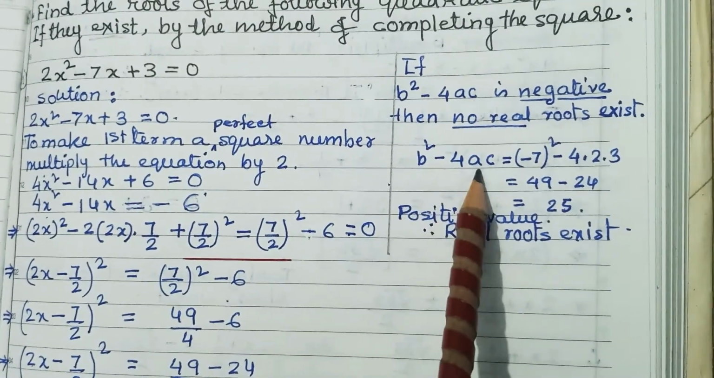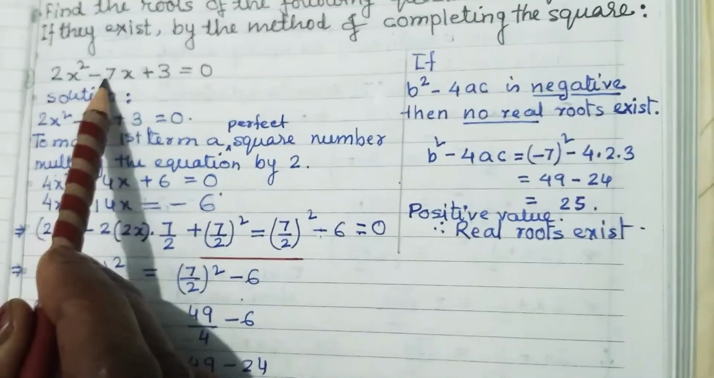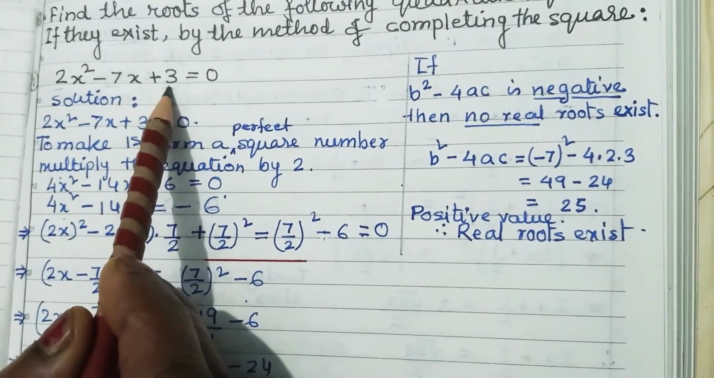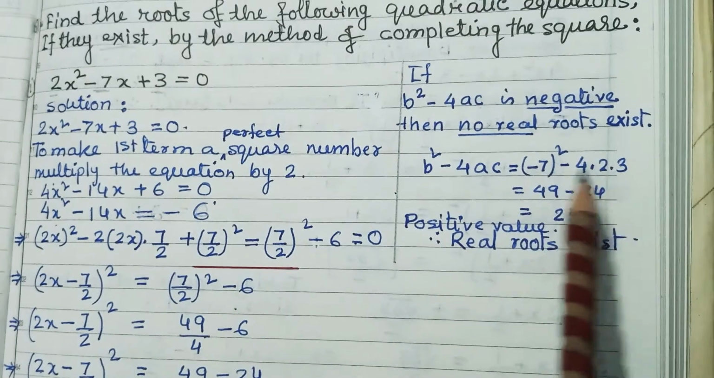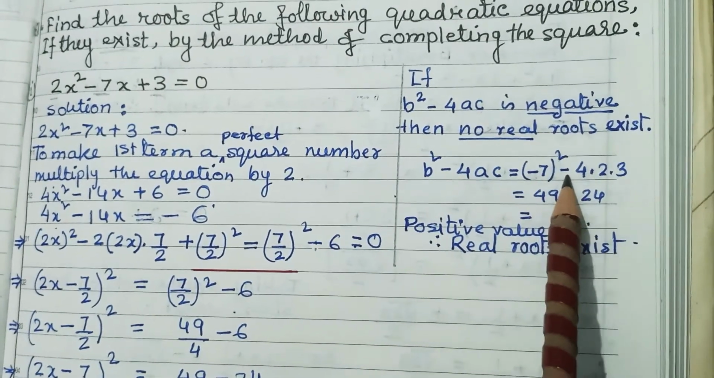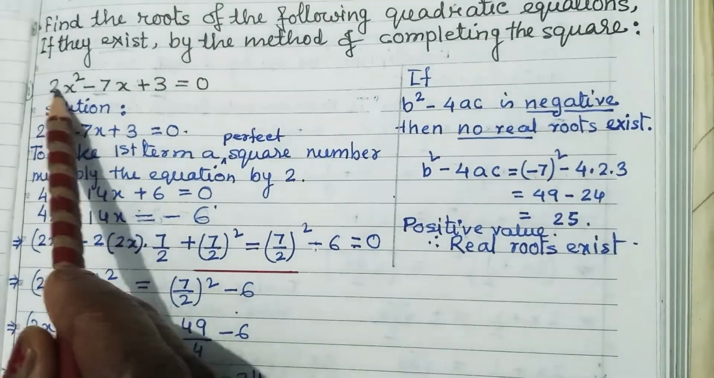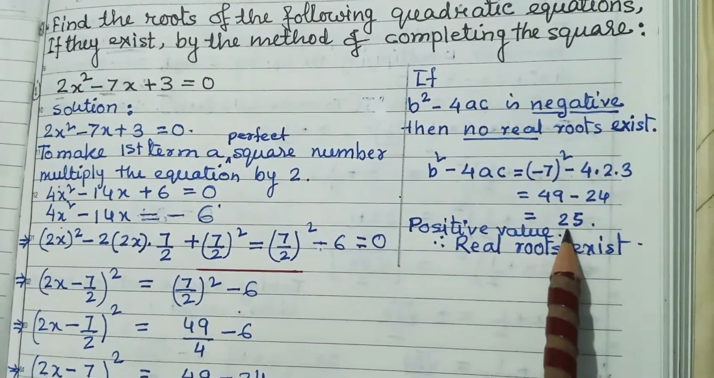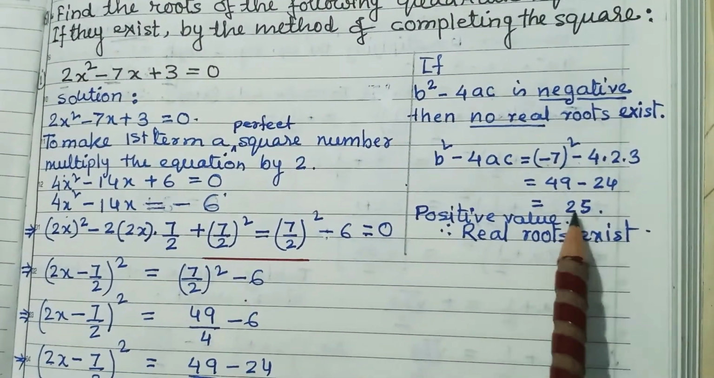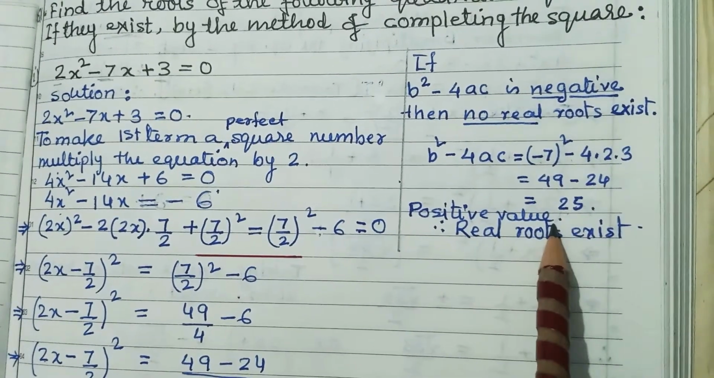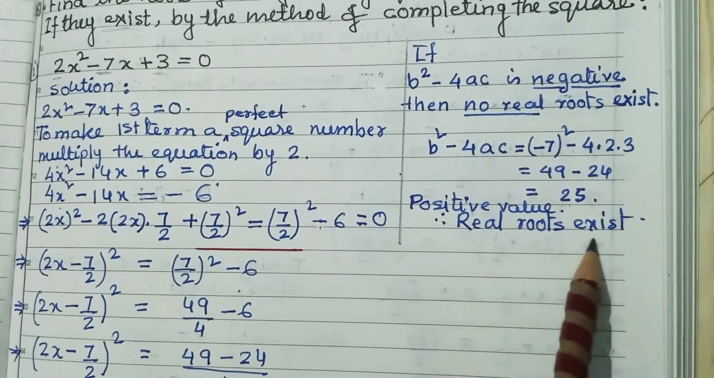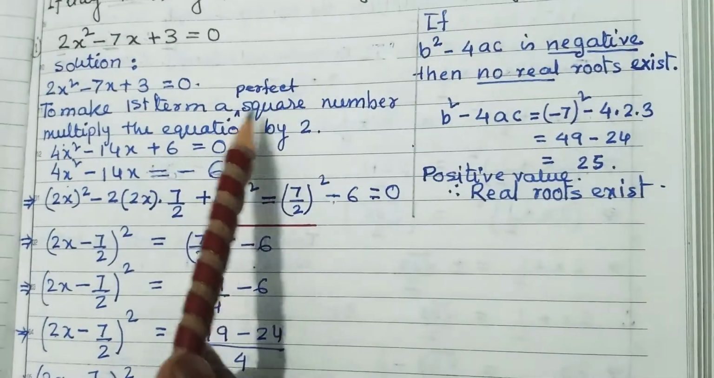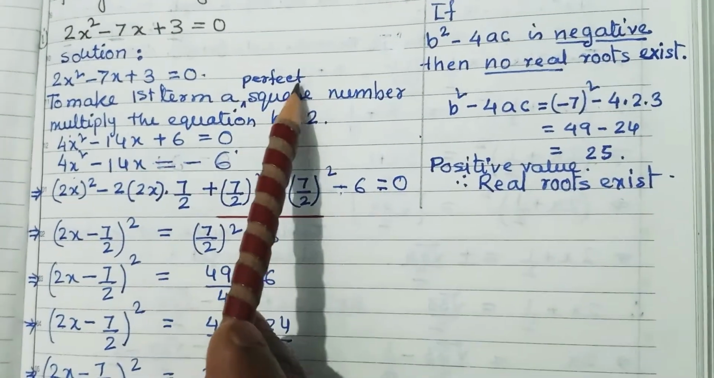b square minus 4ac, where b is minus 7, a is 2 and c is 3. So b square minus 4ac is minus 7 square minus 4 into 2 into 3, which is 49 minus 24, equal to 25. So it is a positive value, so real roots exist. Now we have to find the real roots by completing the square.